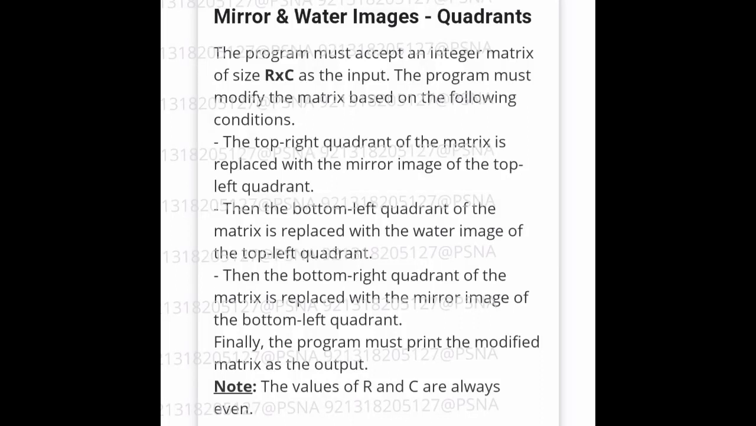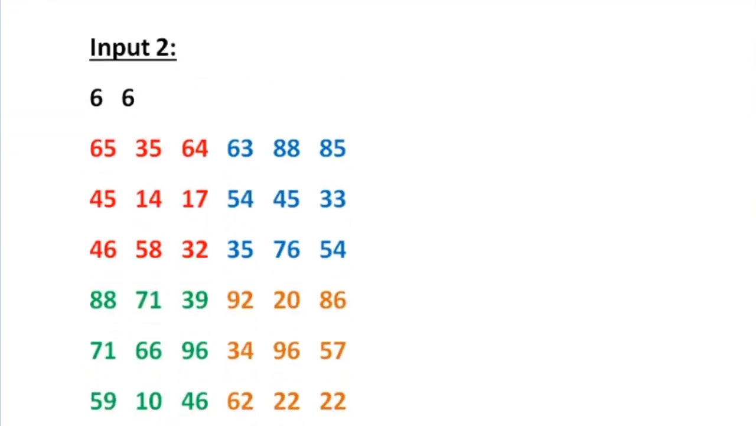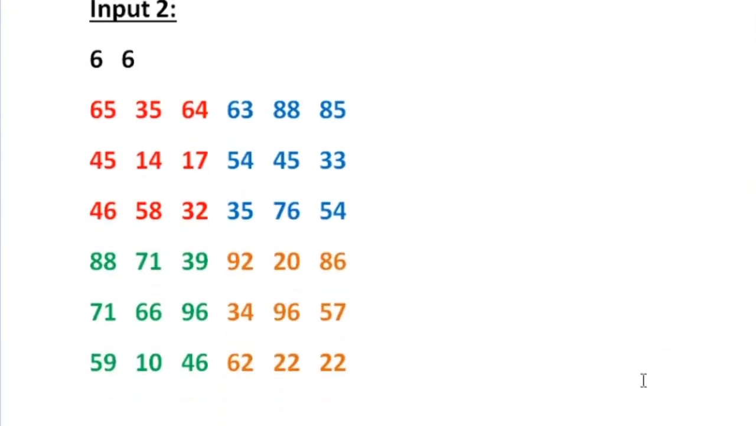This is the question asked in today's SkillRack Daily Challenge. So let us see our sample test cases. For the sample input 2, we are given a 6x6 matrix as input. And these are the 4 different quadrants of our matrix, each represented in a different color.